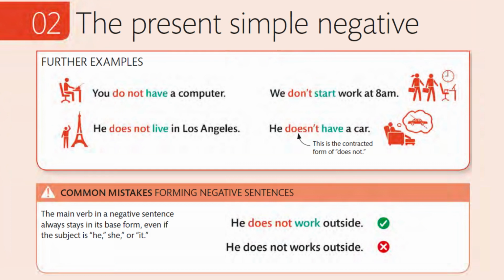Common mistakes. Forming negative sentences. The main verb in a negative sentence always stays in its base form, even if the subject is he, she, or it. He does not work outside. Incorrect: He does not works outside.